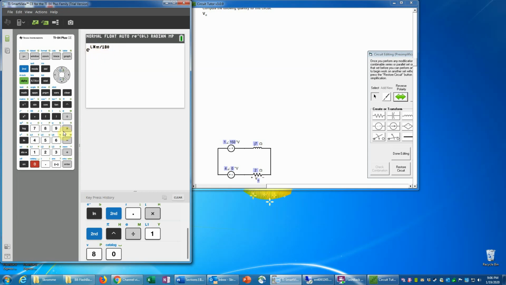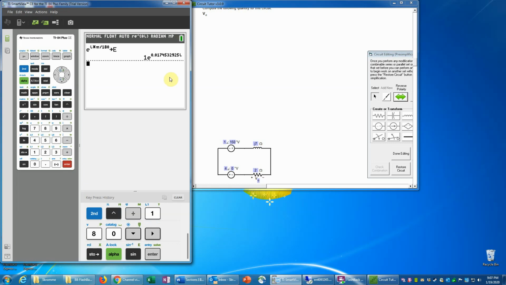So having defined that, I'm basically going to store that entire expression. Well, I need to go, I guess, out of the expression first. I'm going to store that in a variable I'm going to call e. So I go alpha e here to put it in that variable, and then enter. And that's now displaying in radians the value of that. So now I want to go into degree mode.